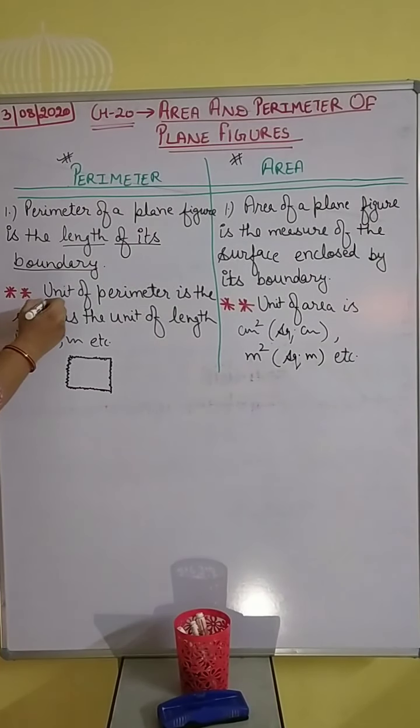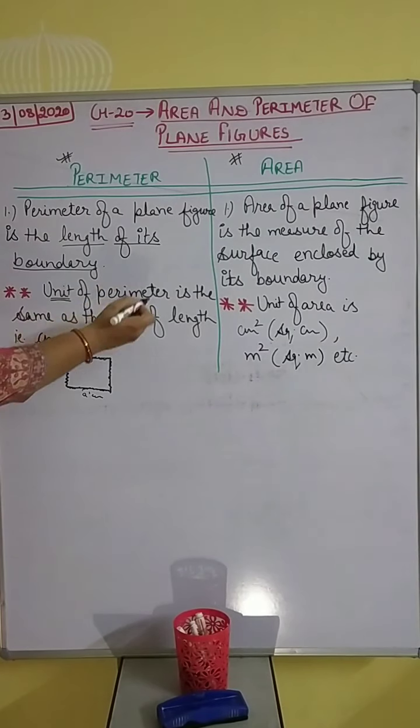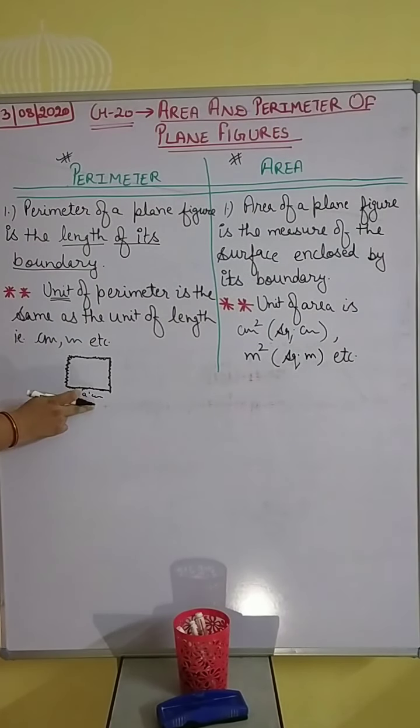And what would be the unit of perimeter? Let us suppose the length of rectangle is in centimeter. Unit of perimeter is same as the unit of length, either in centimeter or in meter, etc.